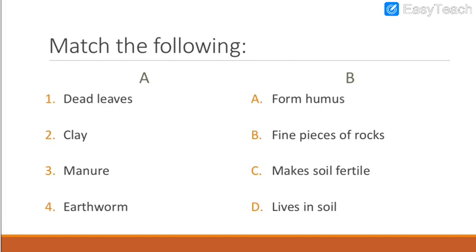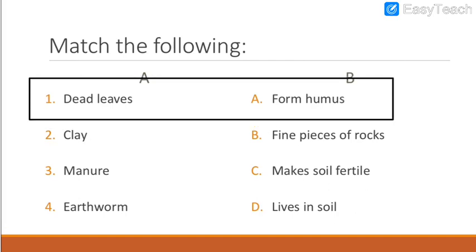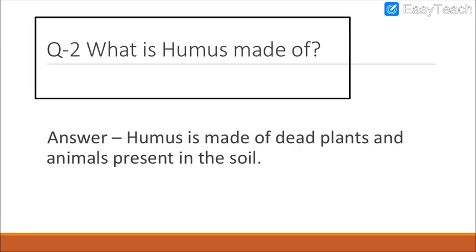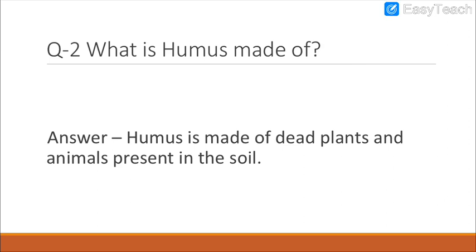If I show you the match the following again, my dear students, see, dead leaves form humus. Now do you understand why we have matched dead leaves with humus, right? I hope you now get to know why I have matched it, because humus is only made of dead plants and the animals present in the soil. Okay, so now repeat the answer after me. Humus is made of dead plants and animals present in the soil.